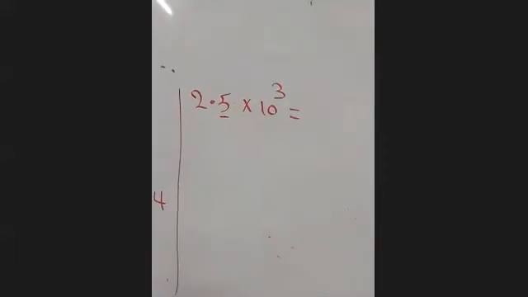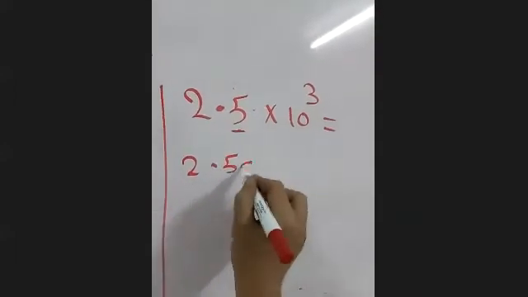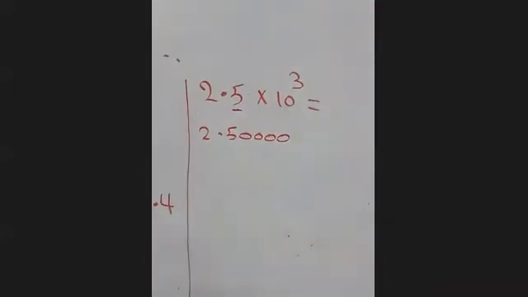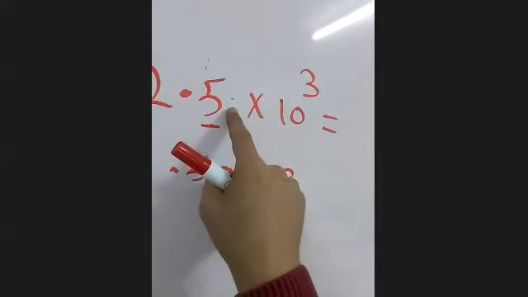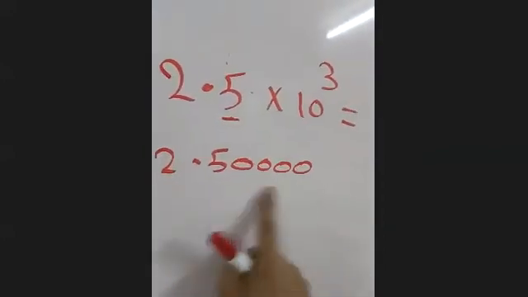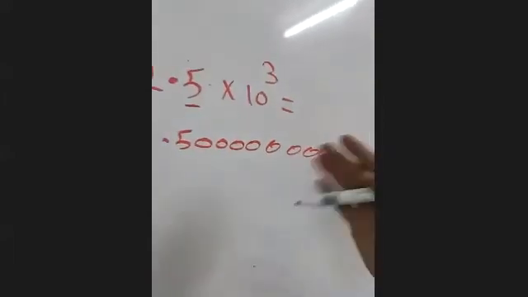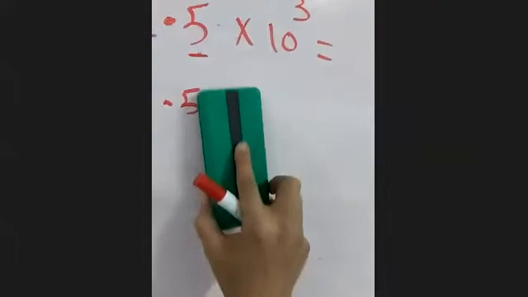What I will do, guys, I will take this number 2.5 and add zeros. I can add zeros as much as I want. If I don't have enough digits, you can add zeros as much as you want. Put zeros as much as you want. Okay? These zeros have no value, so it's okay.